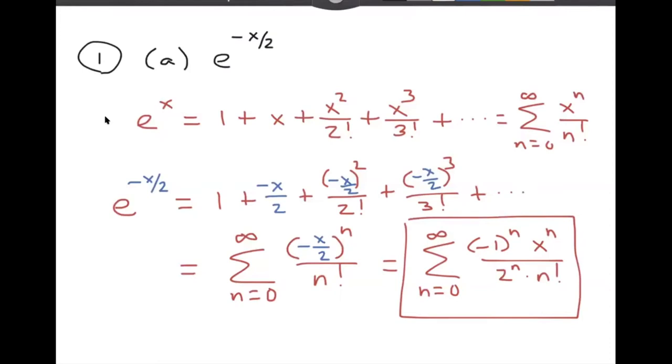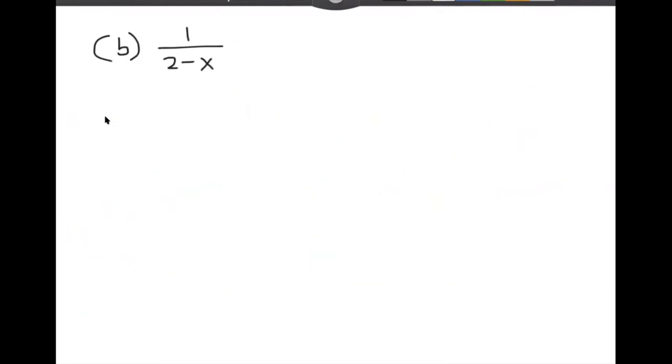Next, we have 1 over 2 minus x. Now, this one is a little trickier. Notice that we do have a Maclaurin series for 1 over 1 minus x, and again, that's from Table 10.1. So that just goes 1 plus x plus x squared plus x cubed.